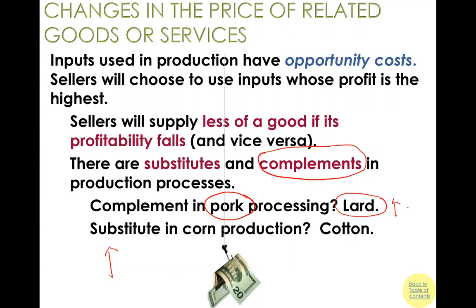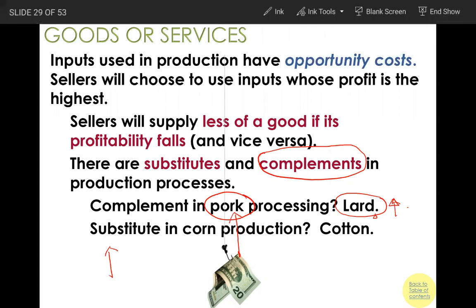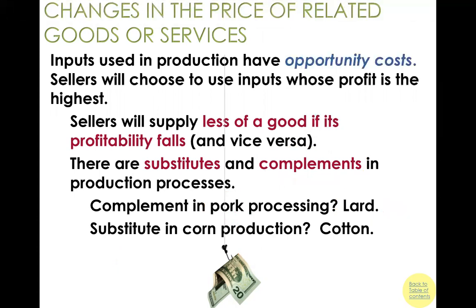So the price of pork increase means the supply of pork will increase. The supply of pork increase automatically leads to larger quantity of lard supplied, because the farmer or the meat processing factory are going to generate lard automatically in the process of producing pork. Right? Okay, so this is how the related goods' price change can affect the supply of goods and service we are interested in. Okay?